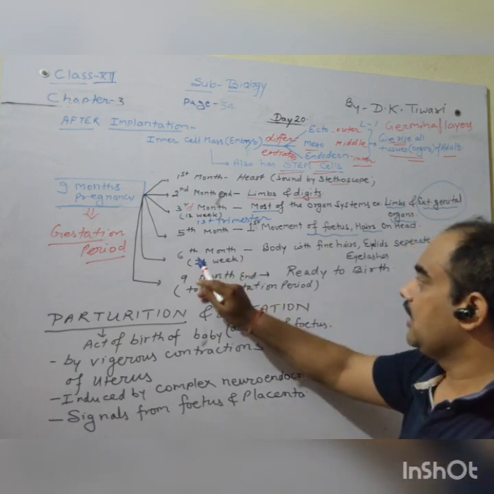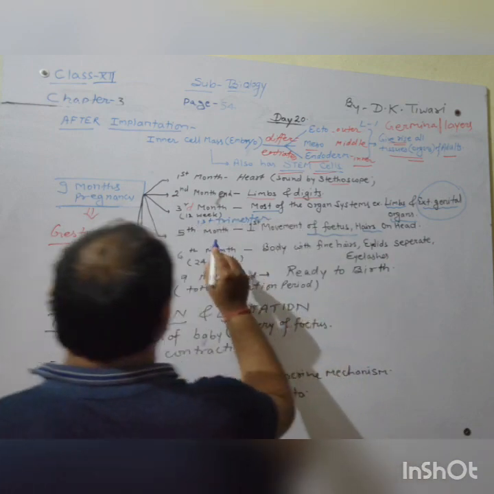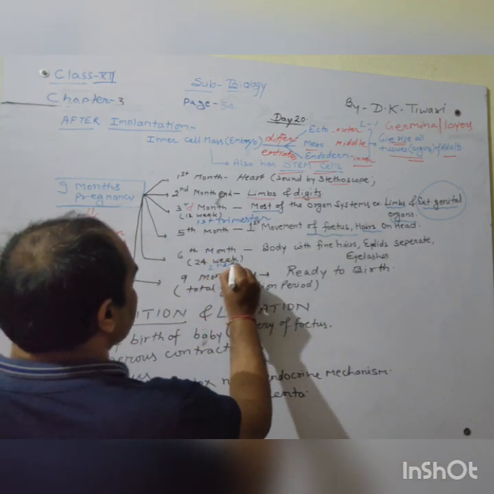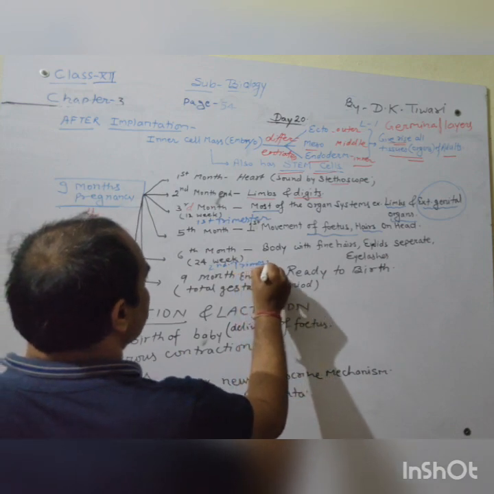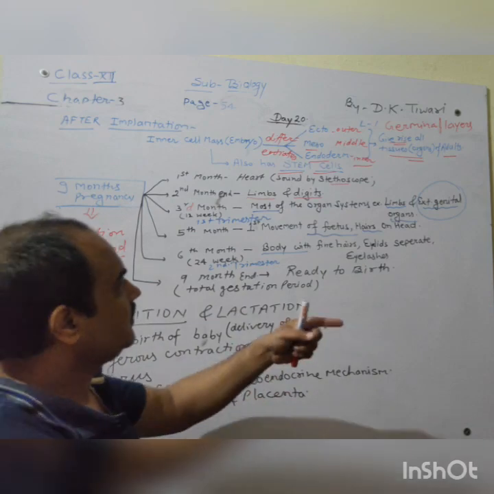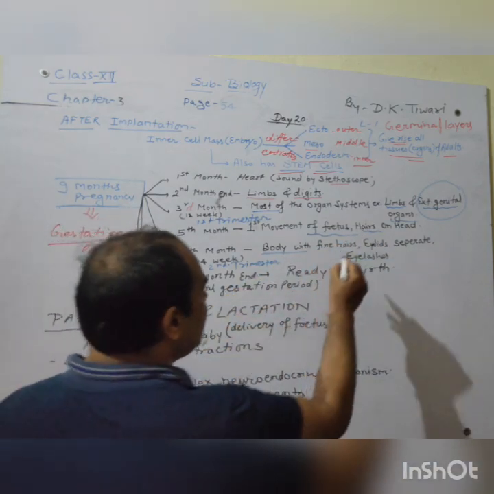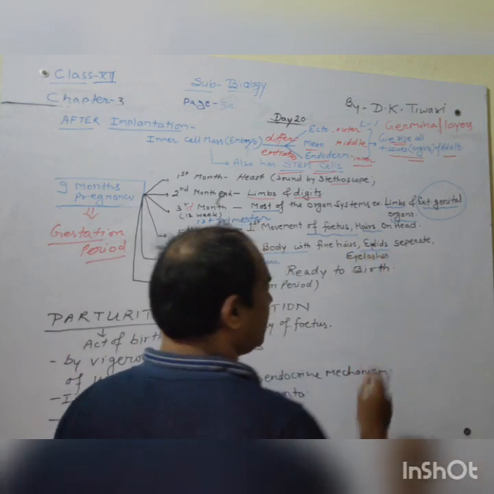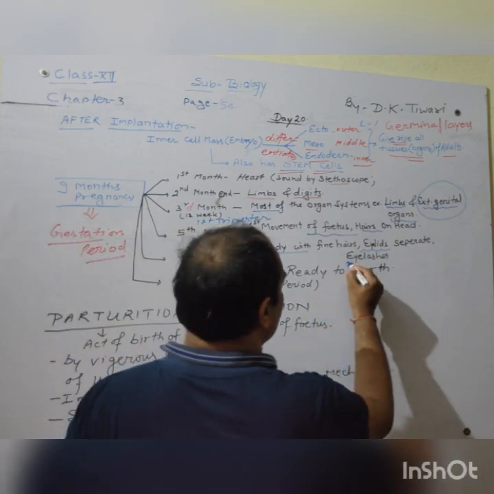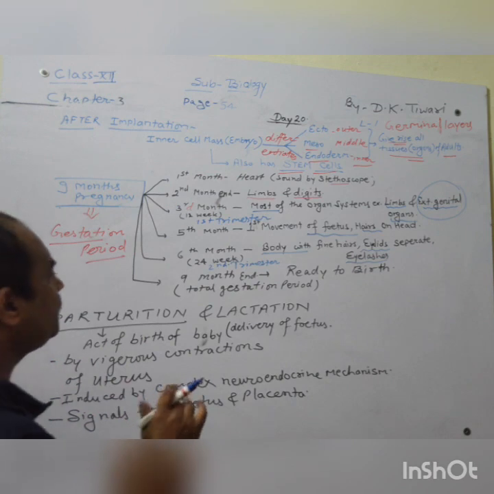Now, by the 6th month or 24 weeks, the completion of the 6th month means the second trimester. By the end of the second trimester, the whole body will have fine hairs, not only hairs on the head. The eyelids will be separated. Eyelashes are also made here. So all the hair structures have been prepared.